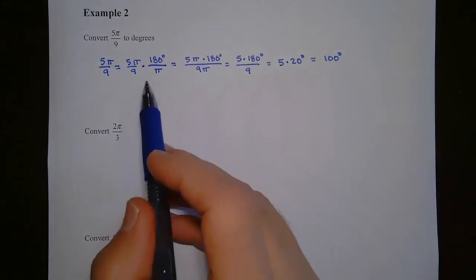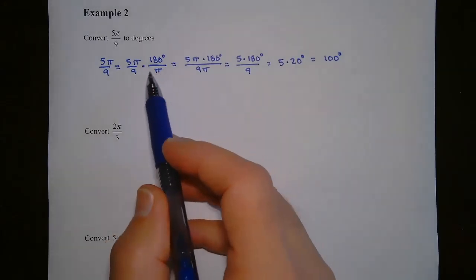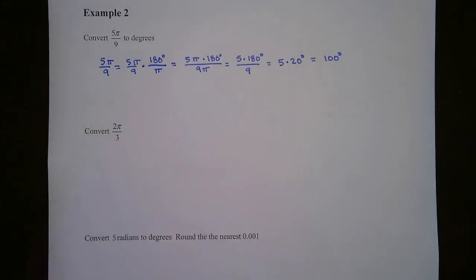Okay, so I want to go back and talk about this. Why is it 180 degrees over pi? Okay, so a lot of times, radian angles will have a pi in it.